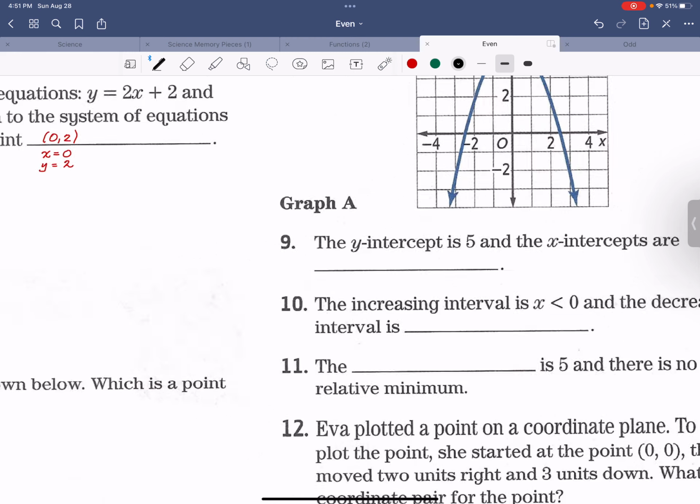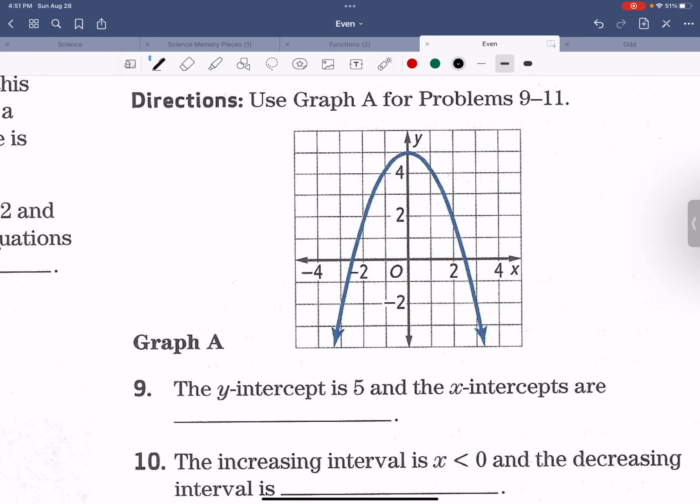All right, we can do number 9 because you know what x and y intercepts look like. The y-intercept is 5, and I would already beg to differ with them. The y-intercept is 5 on the y-axis, but the y-intercept is 0, 5. The y-intercept is a point, not just the number 5. So I would disagree with them there, but I'm sure they don't care if I disagree. So here are the x-intercepts. Let's go ahead and plot them.